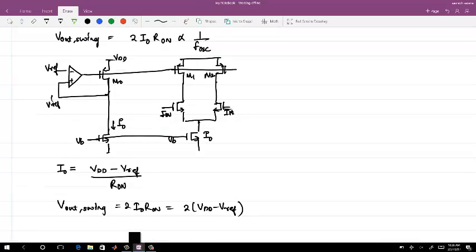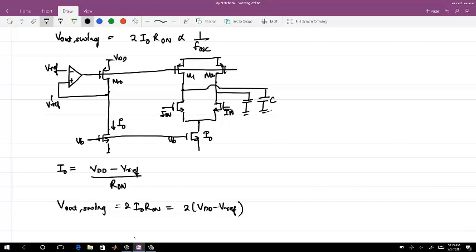So you see, if I change I naught, I change R naught. Oscillation frequency is dependent on R naught and whatever the capacitance which is coming here. So if I want to change the oscillation frequency, I have to change I naught here. Or the other thing is I change Vref, whichever way.